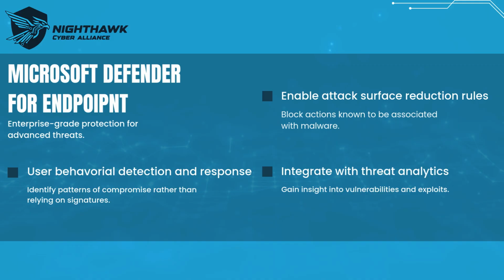Microsoft Defender for Endpoint offers enterprise-grade threat protection using behavioral analysis, threat intelligence, and real-time telemetry. Instead of relying solely on signature-based detection, it looks for indicators of compromise such as suspicious network traffic, unauthorized privilege escalation, or lateral movement. Attack surface reduction rules can proactively block risky behaviors before they turn into breaches.